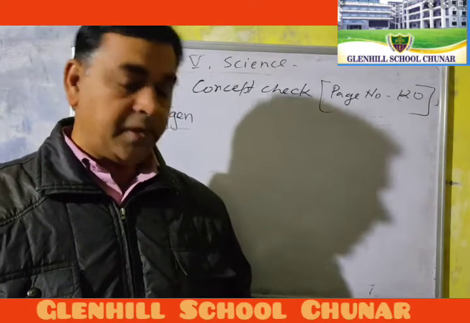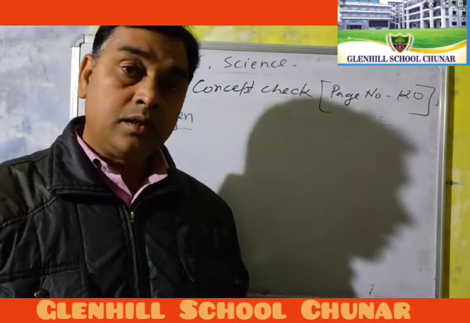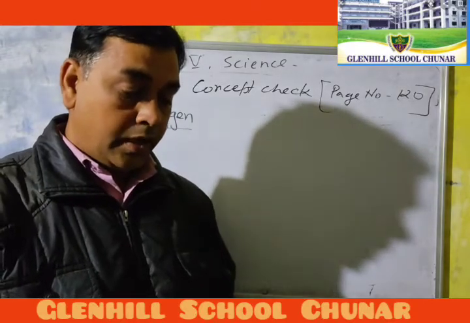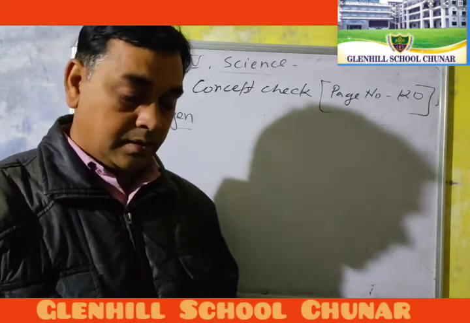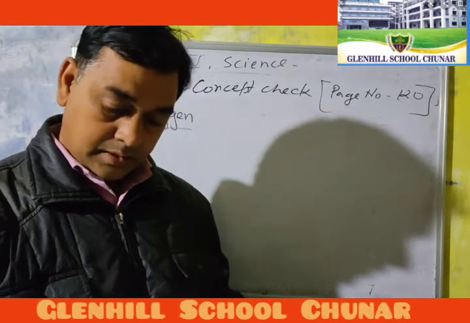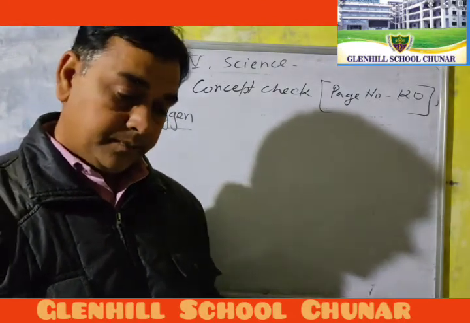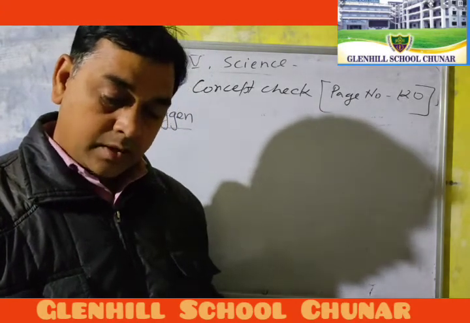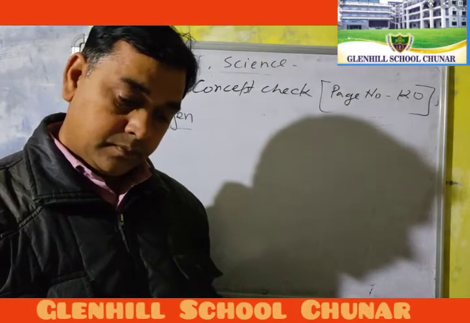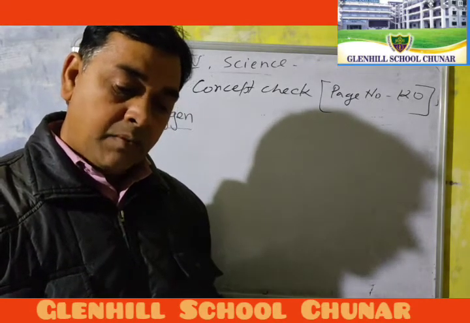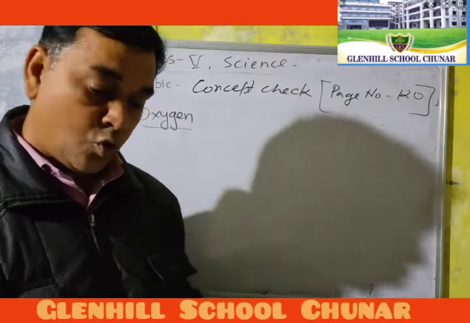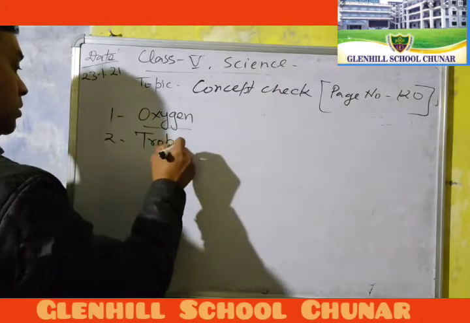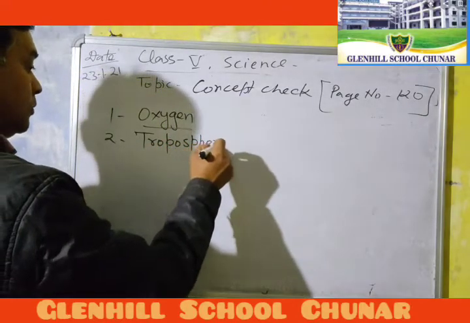Second, weather changes take place in the first layer of the atmosphere. Quickly changing weather takes place in the first layer, page number 117. All weather changes take place in this layer, which is called the troposphere. T-R-O-P-O-S-P-H-E-R-E, troposphere.